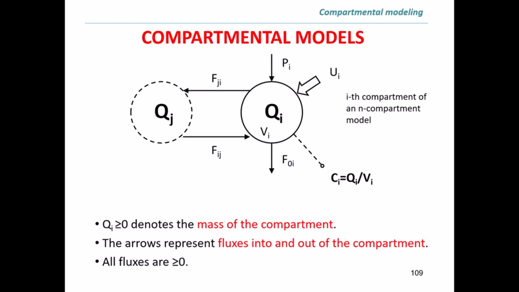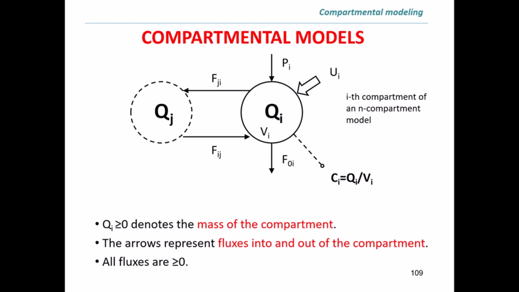Compartmental models have a specific representation, the one that can be seen in the picture. We have, for example, two compartments, and inside each compartment we have a quantity, a mass of a substance. QI denotes the mass inside the compartment, and the arrows linking compartment I and compartment J represent fluxes into and out of the compartment.